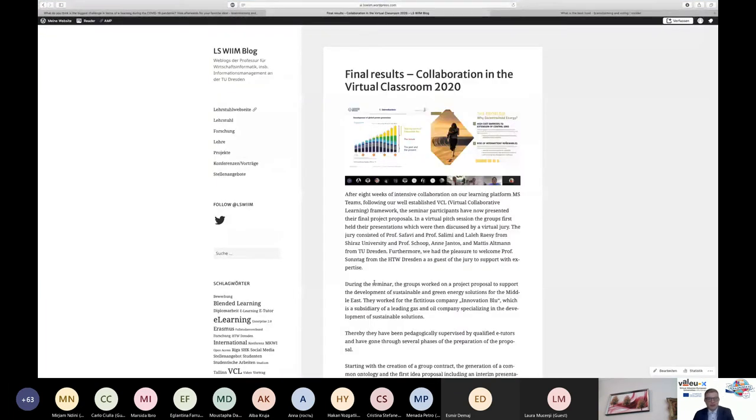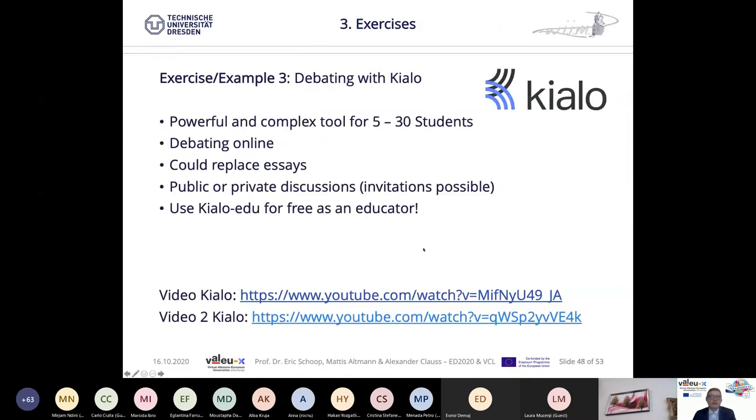For that, I will share another screen. So let's have a look at Kialo. You now have the chance to calm down a little bit. I will show you a video because Kialo is very deep and it wouldn't be possible to explain all functions and give a good overview of Kialo within the session. So I just show the video of how Kialo works, and afterwards you can ask questions or go deeper.